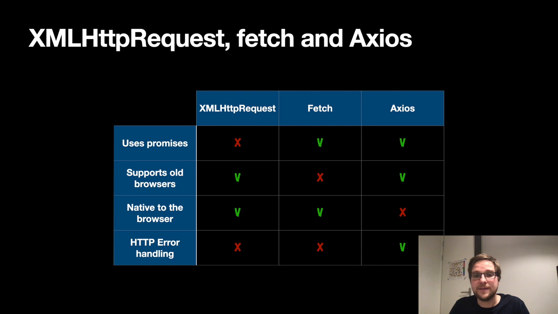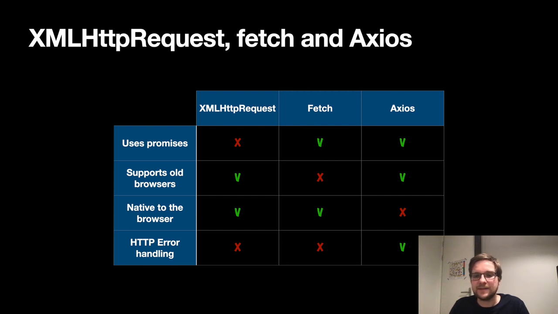For example, XMLHttpRequest's advantage is that it supports really old browsers. And that was a problem a few years ago. It's becoming less and less problematic, and the fetch API is really taking over. And with Axios, you can get both worlds. You can get promises, and you also get support for old browsers. However, Axios is a third-party library, so we probably need to import it.